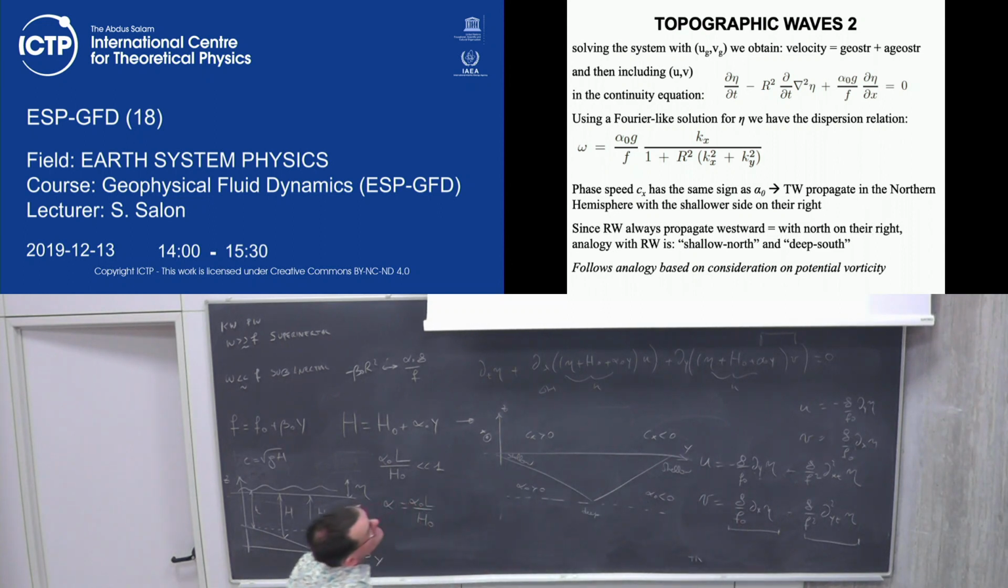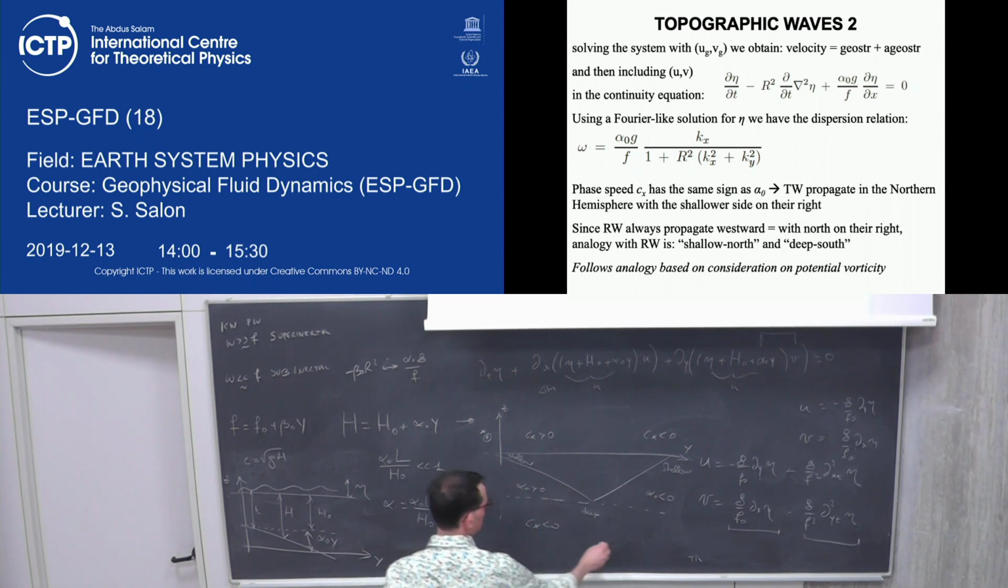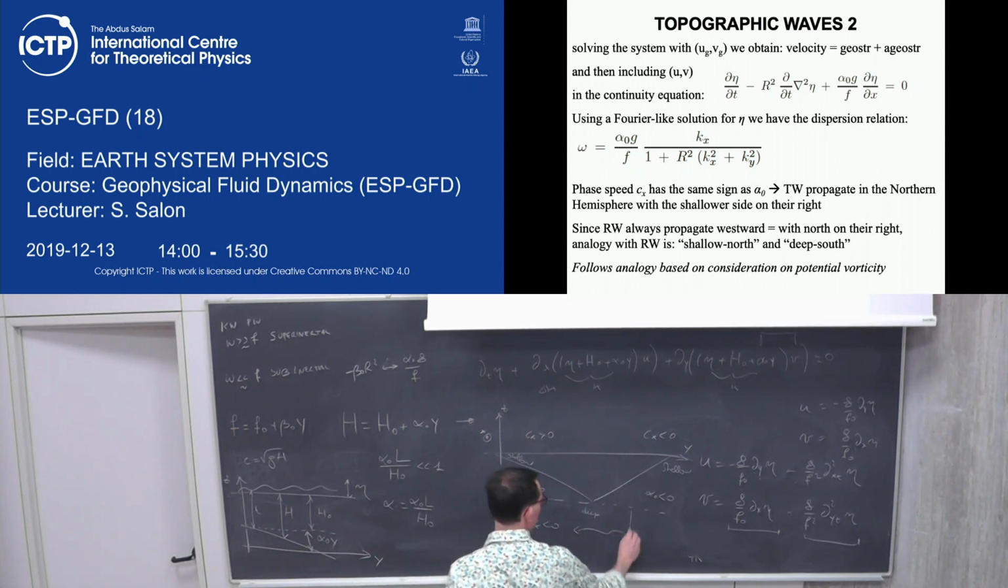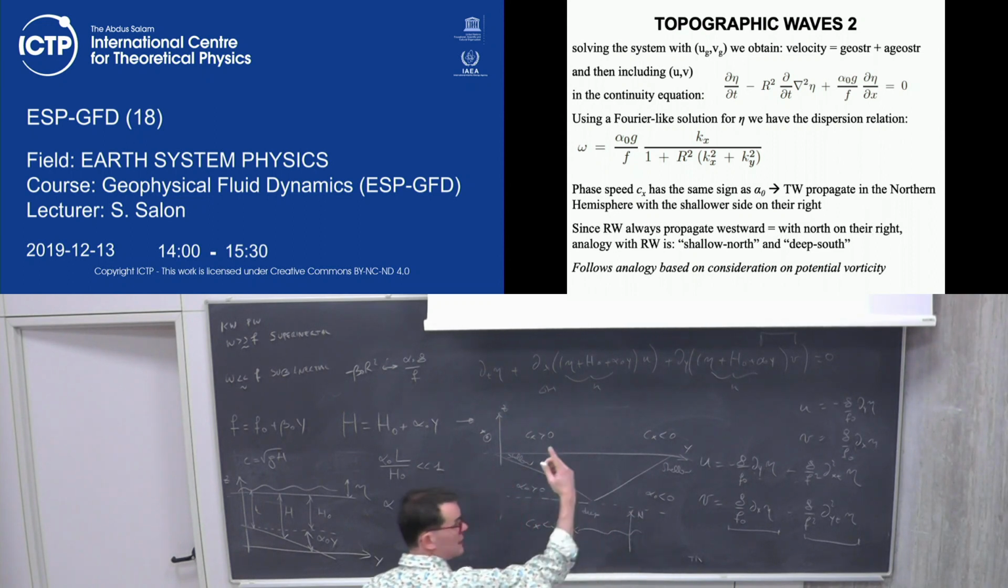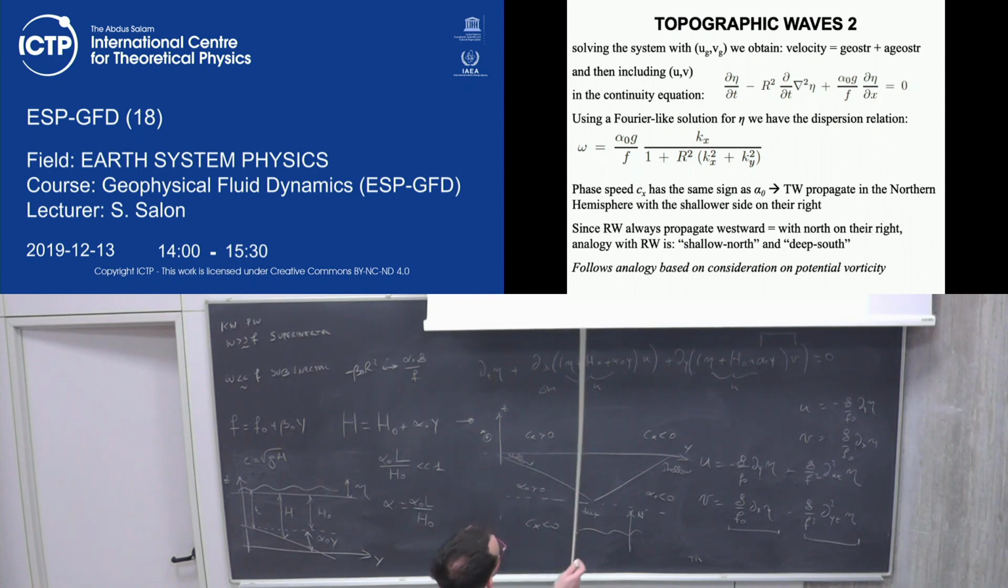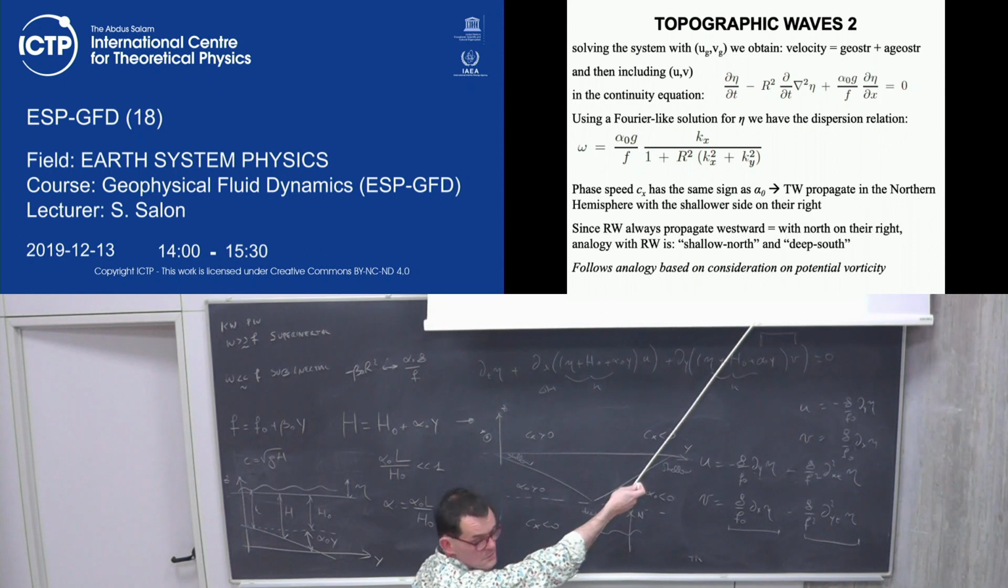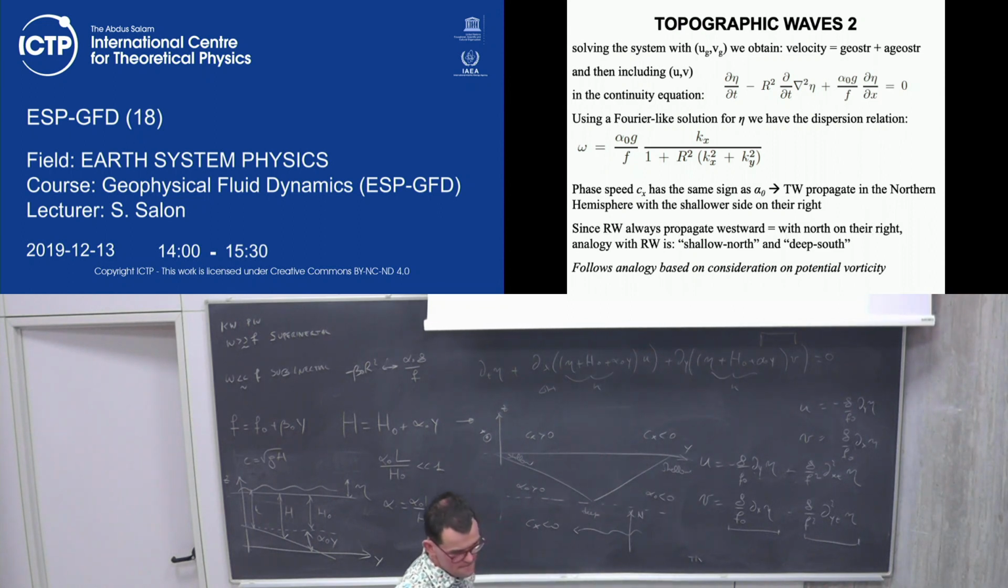So we can say that there is a new analogy. Rossby waves always propagate westward with north on their right. Westward means that Kx is negative, so it means this. North in this direction, so I'm moving in this direction. So the analogy is shallow north and deep south.